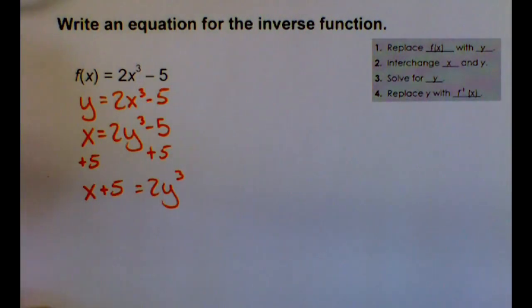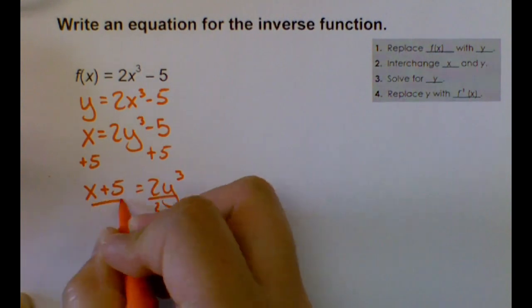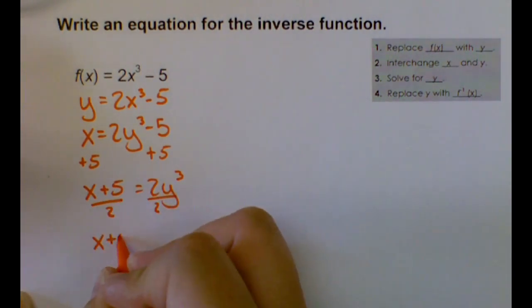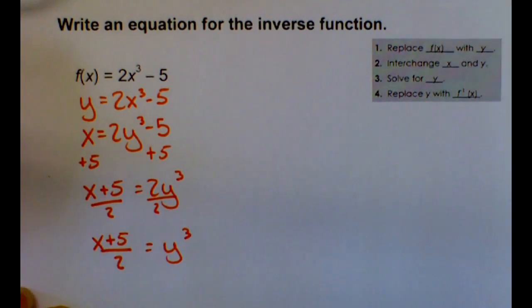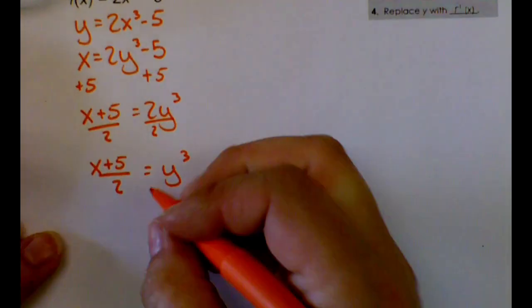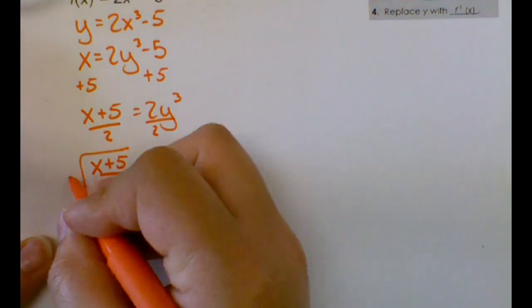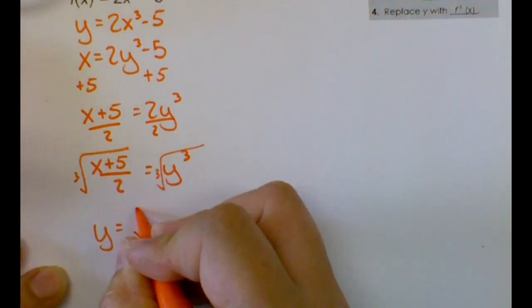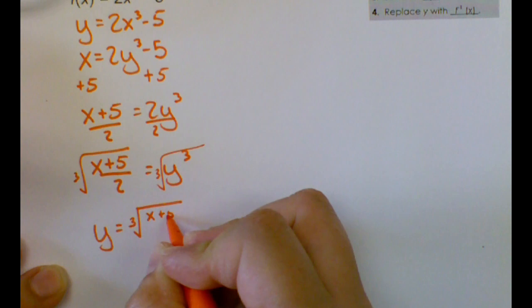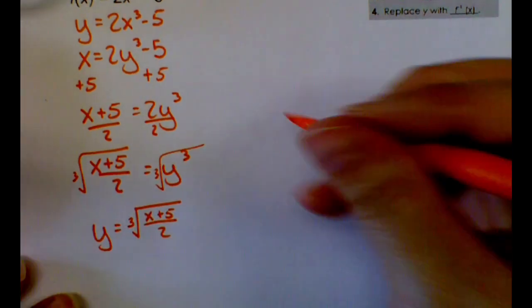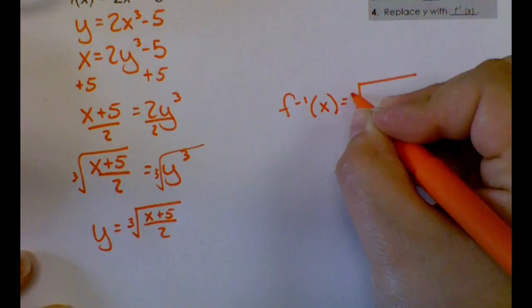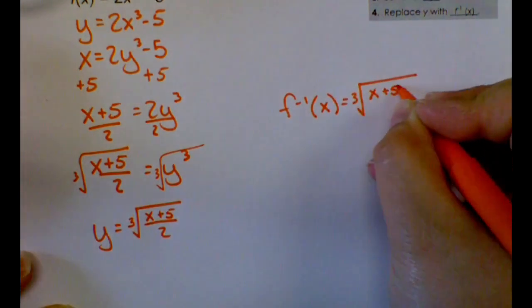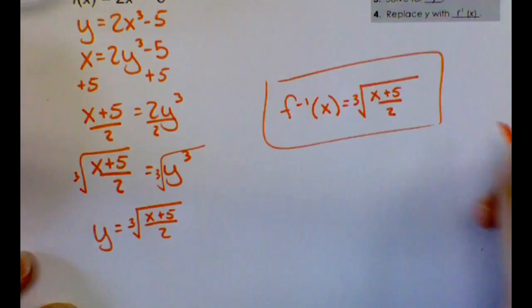Now you have to be very careful of your order of solving. We have to get rid of that 2 first before we undo the cube. So we have (x plus 5) divided by 2 equals y cubed. And we want y completely by itself, so we are going to cube root both sides. So y equals the cube root of (x plus 5) over 2. Now we change back our notation to f inverse of x, which is the cube root of (x plus 5) over 2. And there's our answer.